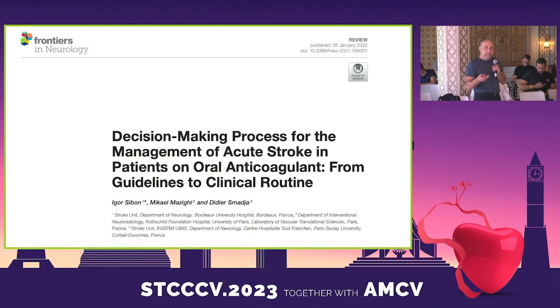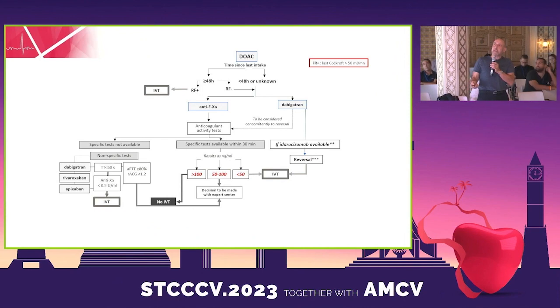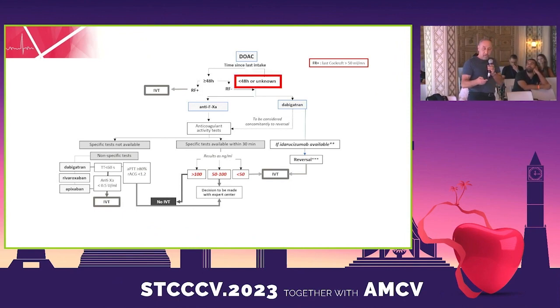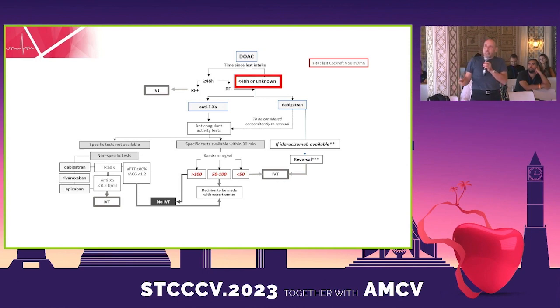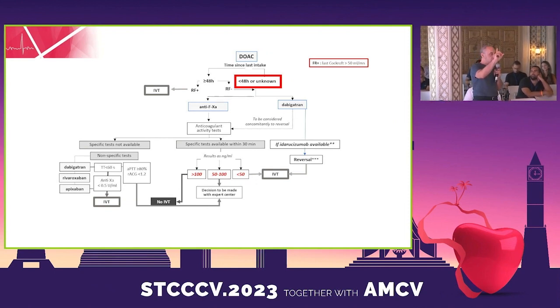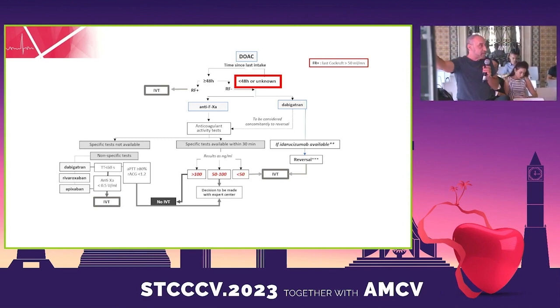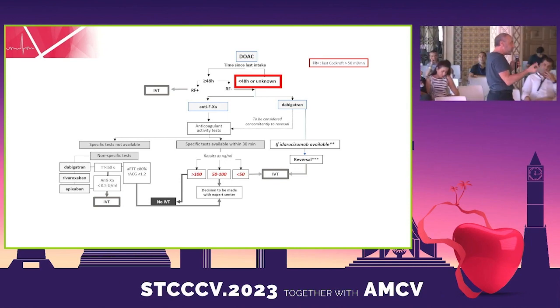I propose to you a decision-making algorithm for IVT in case of ischemic stroke under DOAC. It's a bit complex, but the first question is: is the last intake of DOAC less or more than 48 hours ago? If more, IVT is allowed. If less, we must perform anticoagulant activity tests, unless the patient is under dabigatran, in which case we can give the antidote idarucizumab previously to IVT, of course if this antidote is available.